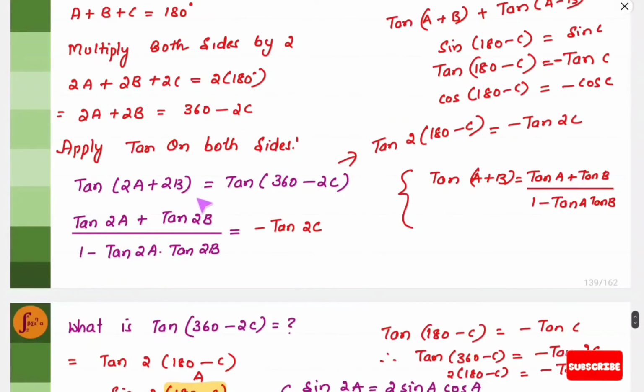Now, coming back to the problem, we can write tan 2A plus 2B using the tan A plus B formula. What is tan A plus B? Tan A plus tan B by 1 minus tan A into tan B. So instead of A we have put 2A, instead of B we have put 2B, right? And instead of tan 360 minus 2C we have put minus tan 2C.